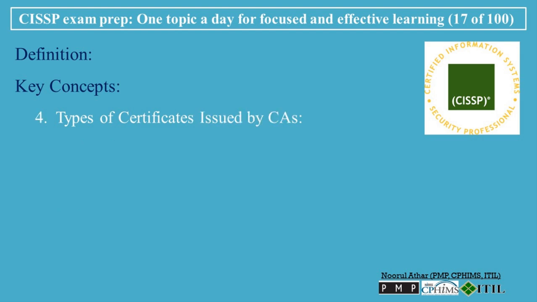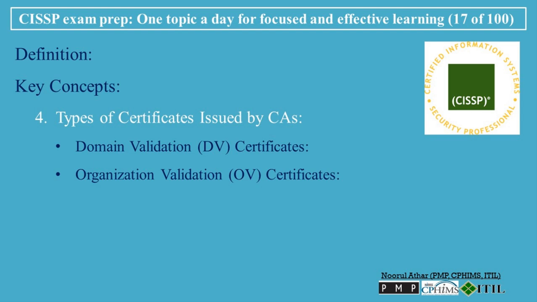4. Types of certificates issued by CAs. Domain validation, DV, certificates. The CA verifies that the requester has control over the domain associated with the certificate. These certificates are commonly used for securing websites, HTTPS. Organization validation, OV, certificates. The CA verifies both domain ownership and organizational information, e.g., name, address, to ensure that the certificate is associated with a legitimate business or organization.